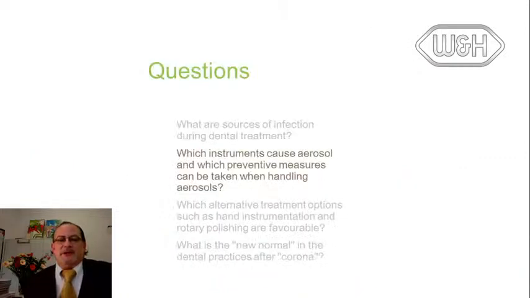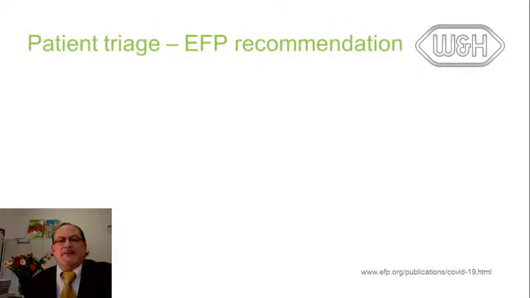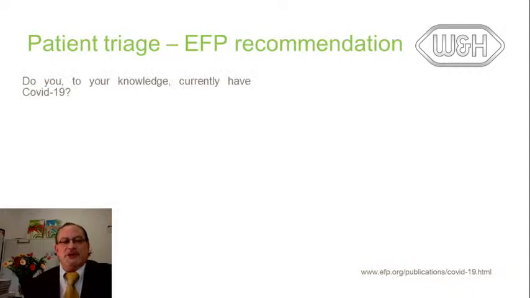Which instruments cause aerosol and which preventive measures can be taken when handling the aerosols? In prophylaxis, of course, we have instruments like the ultrasonic instruments, the air scaler, and maybe also some laser instruments. The first and most important thing in the recommendations given by the European Federation of Periodontology is the patient triage that we have to make with our patients. And there are some questions that I'm now going to read to you so that you might keep them in mind, but of course you can always go back to the presentation and look them up again.